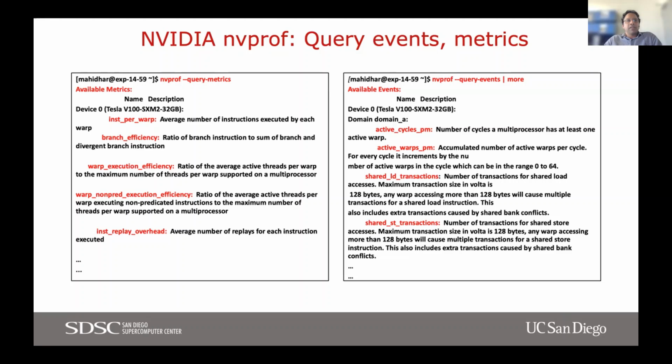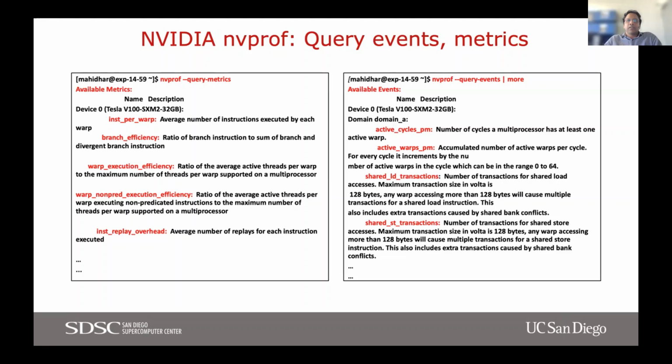A few things. You can actually query the kinds of things nvprof lets you look at. For example, if you do nvprof --query-metrics, you will see all the available metrics that you can track, like instructions per watt, efficiency metrics, overheads and so on. There's a long list, right? And then later, when you're doing the actual profiling, you can choose a subset of these so that you can get the metrics that you're interested in.